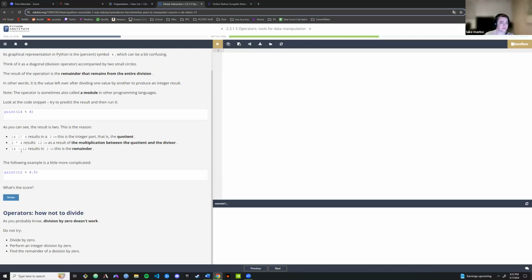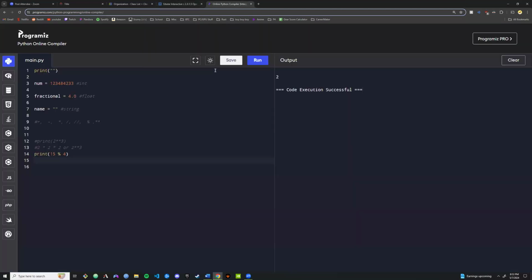It's actually not correct. Instead, I guess it would be easier to run that than to actually do the math. Yeah, so 15 mod 4 is 3, and we'll give you a couple more examples here.